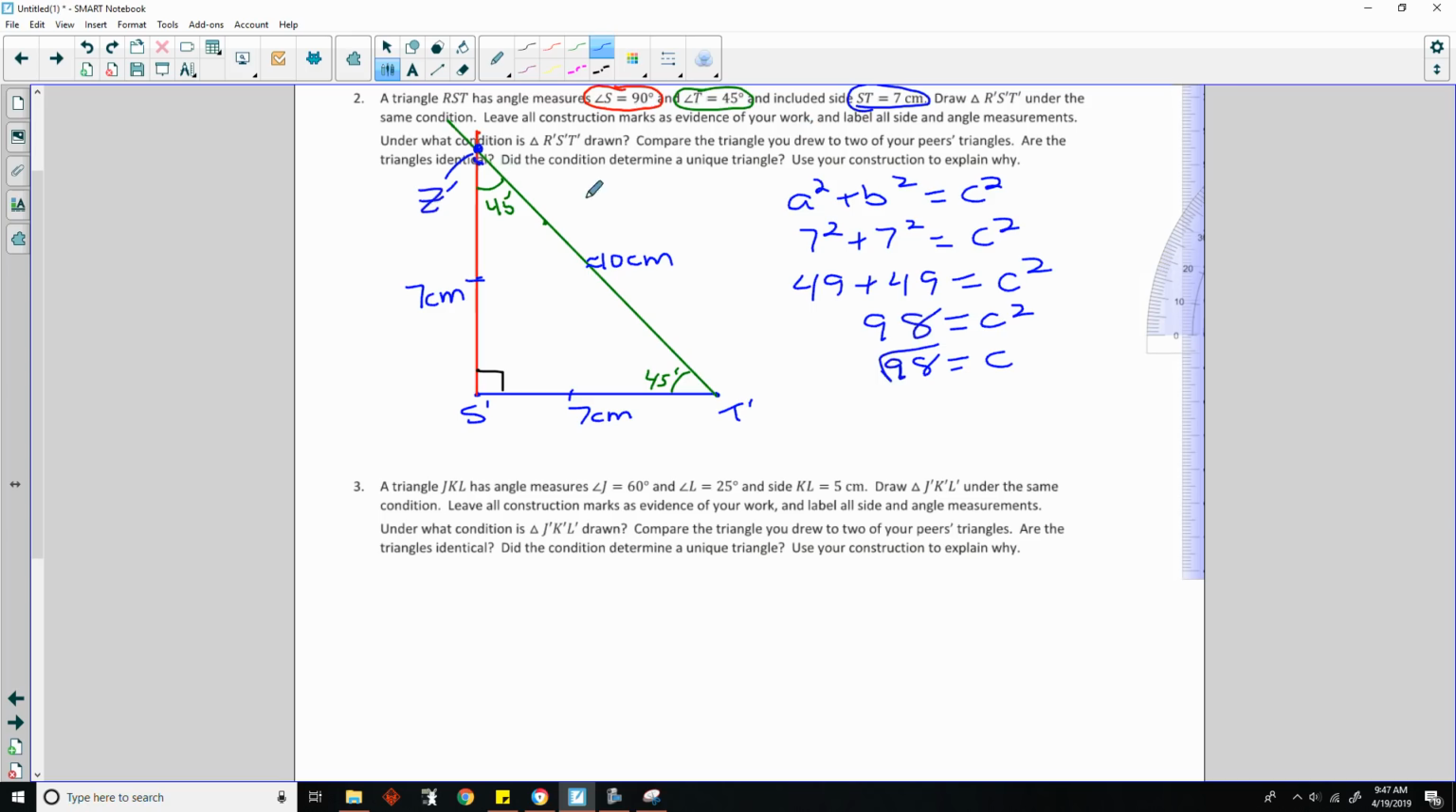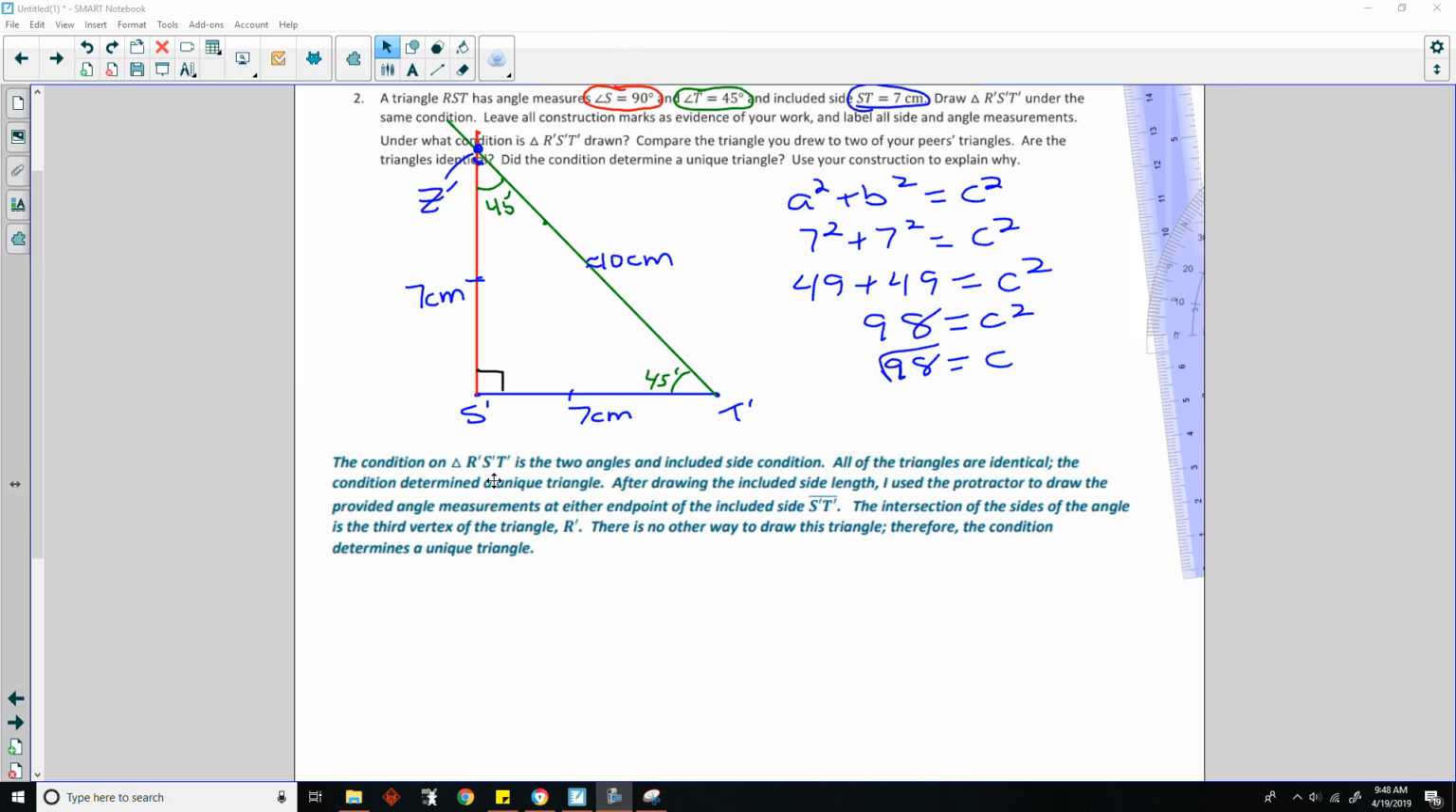All right. So under what conditions is this drawn? The condition on triangle R prime, S prime, T prime is the two angles and included side condition. When it says included, it has to come between. ASA. All of the triangles are identical. The condition determined a unique triangle. After drawing the included side length, I use the protractor to draw the provided angle measurement at either endpoint of the included side S prime, T prime. The intersection of the sides of the angle is the third vertex of the triangle, R prime.